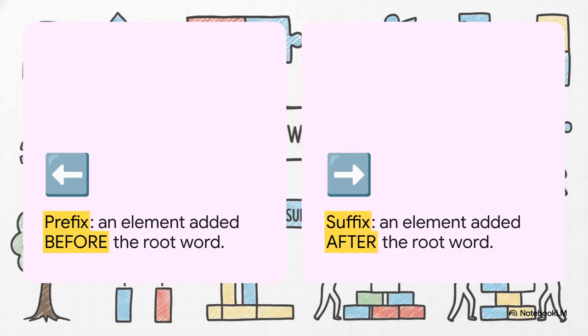So the two main tools in our word-building kit are prefixes and suffixes, and the only real difference is where they go. A prefix comes before the root word, and a suffix, you guessed it, comes after it. It's a really simple distinction, but what they do is incredibly powerful.